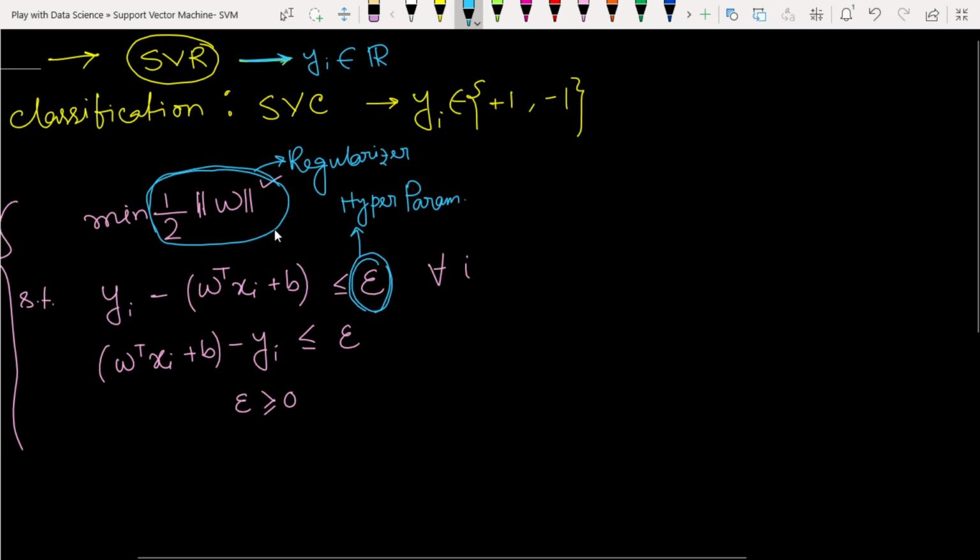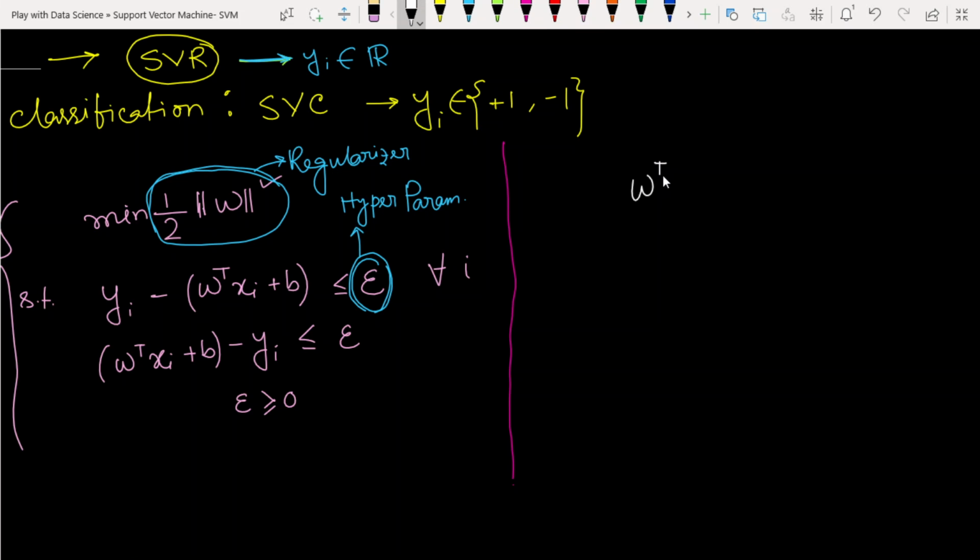Now just see the interpretation of this, step by step. What will be your query function? If you remember, we find the output of the query point from this function. In simple classification, we find it by w transpose xi plus b. If this is greater than 0, then our classifier is doing the job properly and classifies our data points correctly. If it is less than 0, then it is misclassified. Similarly here, this is our query function. But here we are getting a real number, which we call yi hat.